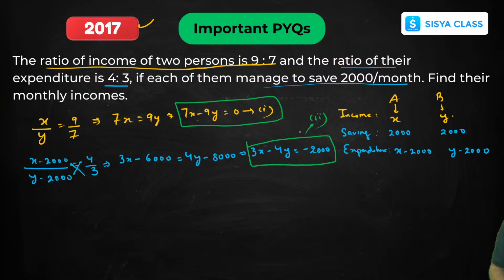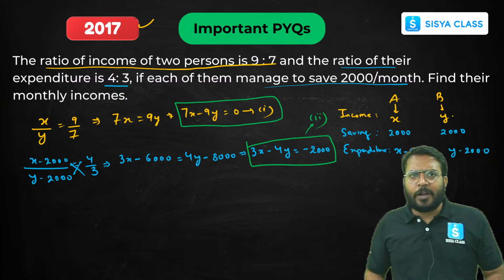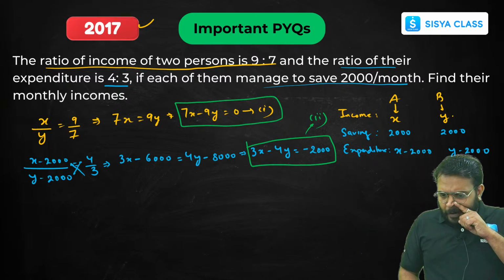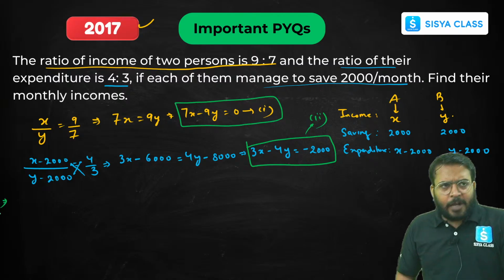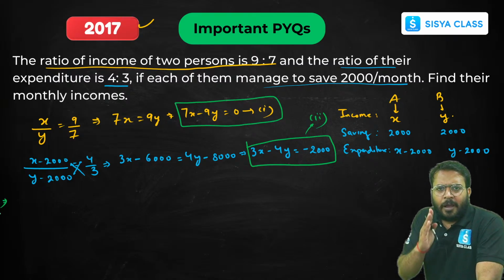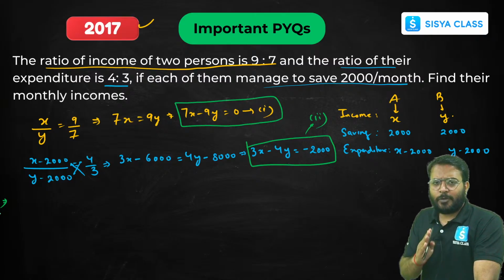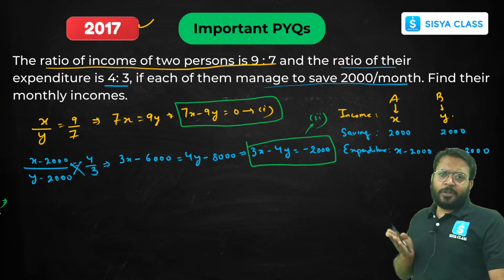Now we have to solve equations 1 and 2 in order to get the values of x and y. Why? Because we need to find out their monthly income. Monthly income of A is nothing but x. Monthly income of B is nothing but y. Here again I want to use the elimination method. Elimination method means either the coefficient of x in both the equations we have to make the same, or the coefficient of y in both the equations.